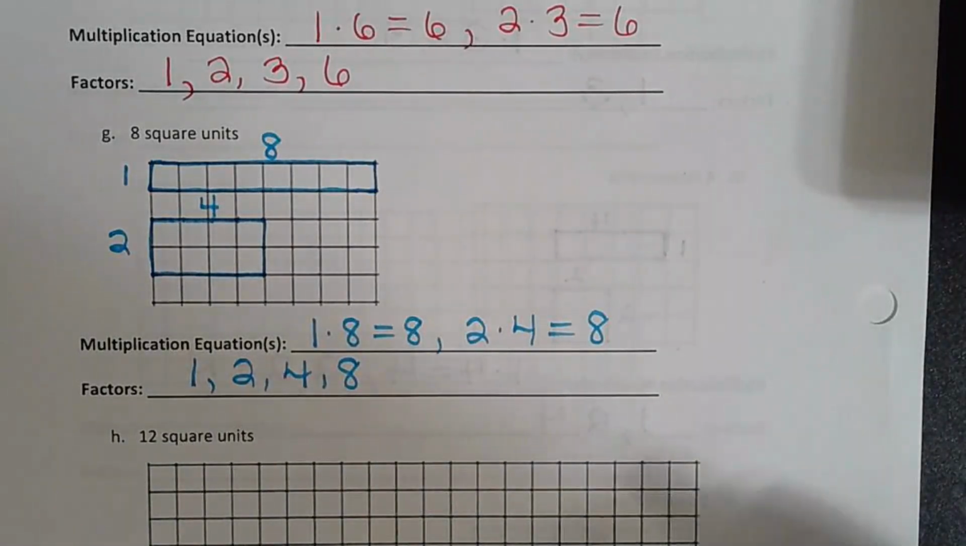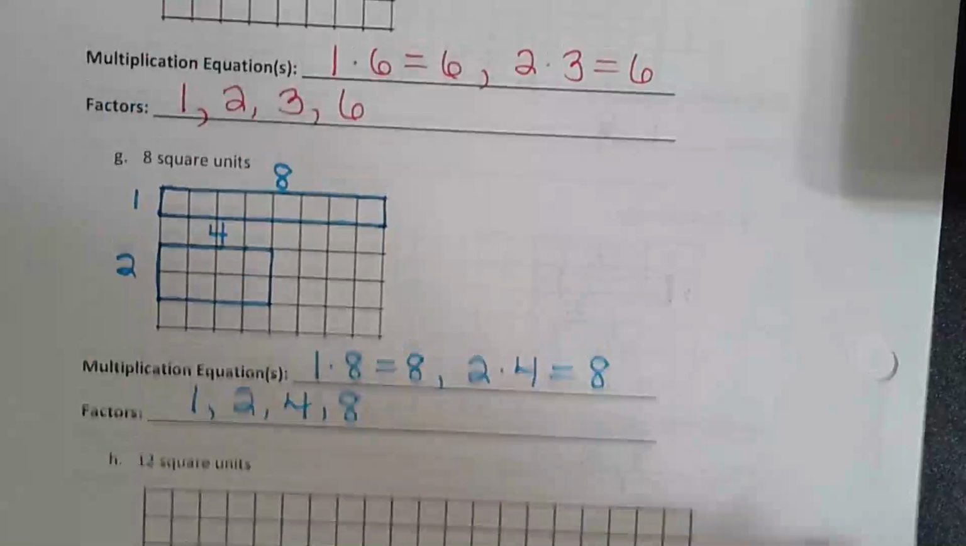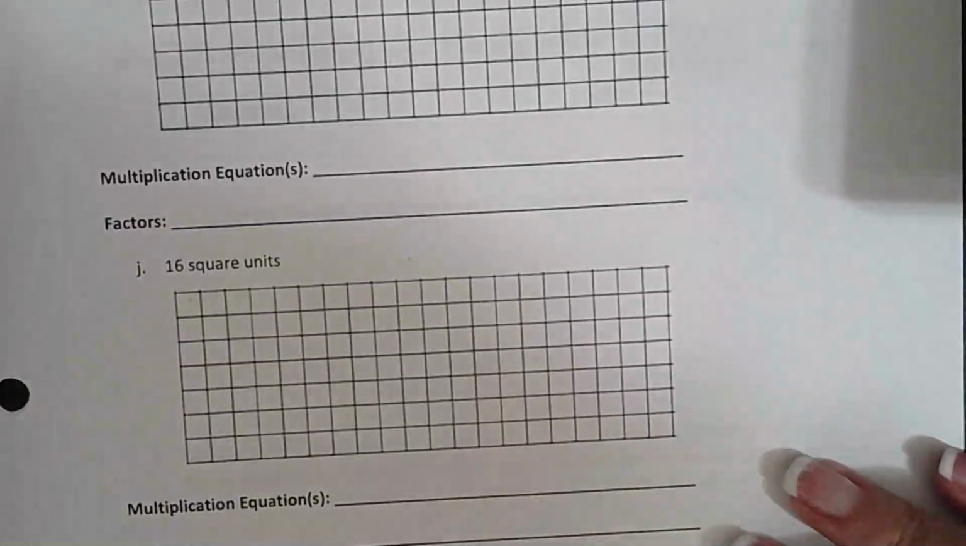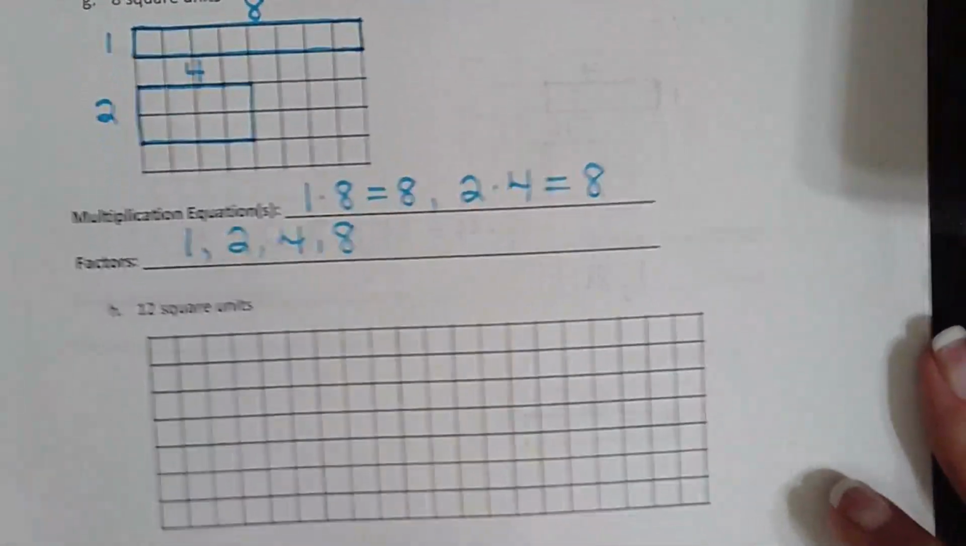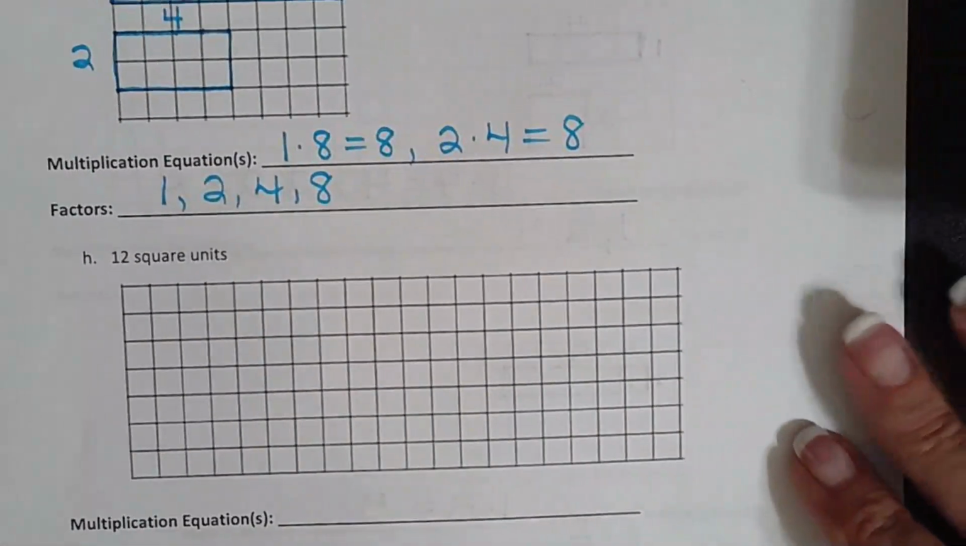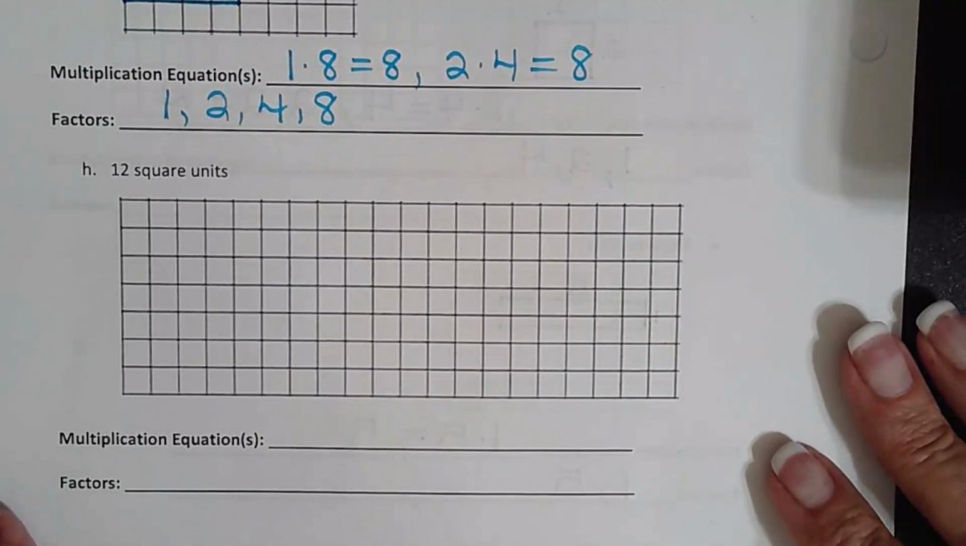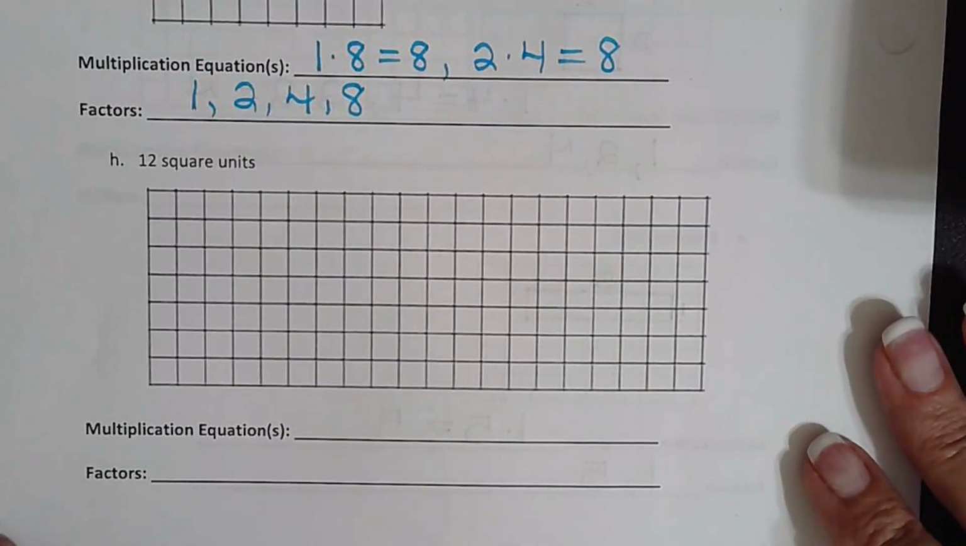Okay, the next 3 are yours. You have H, I, and J. So go ahead and turn off the video and work on those. See if you can find all the factors, and then start it back up and we'll check your work.